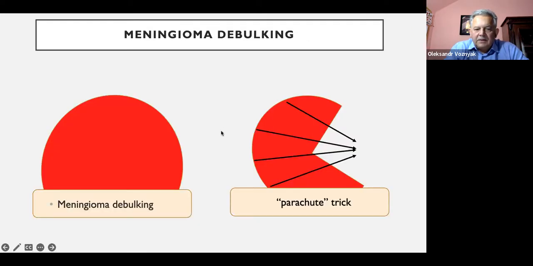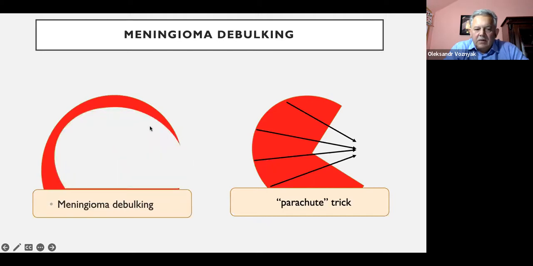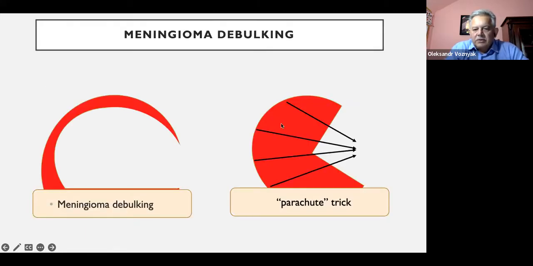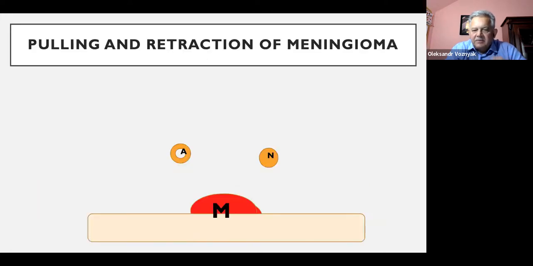And then after tumor debulking, we have the residual shell of the tumor. And I use a so-called parachute trick. When I pull the bands, usually the bands have a direction from the point of tumor attachment to the periphery of the tumor. And when you coagulate them, they shrink and they devascularize the tumor, and it's easy to get the dissection plane. This is, for me, a very, very important trick for meningioma removal.